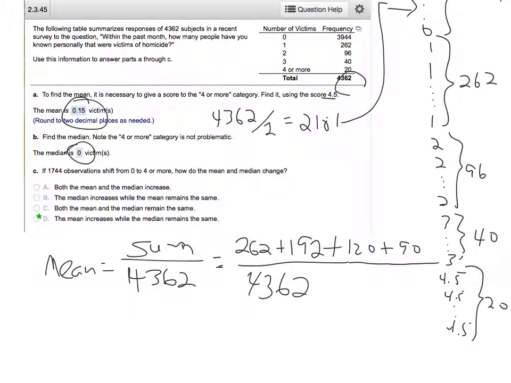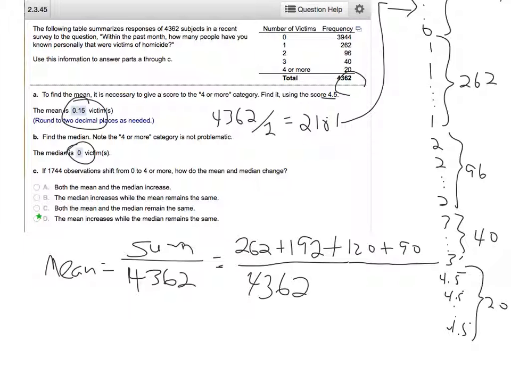So even if you're not sure what it means in theory, you can just repeat the calculations and see how everything changes. So for example, the median is going to stay the same because there are so many zeros that the middle of your data is still going to be 0.